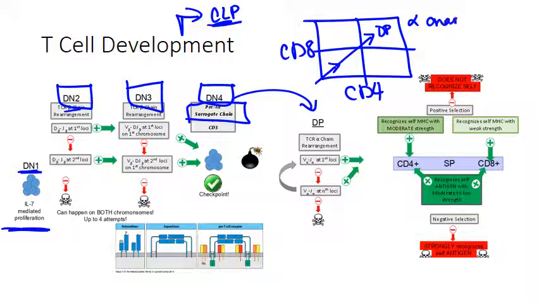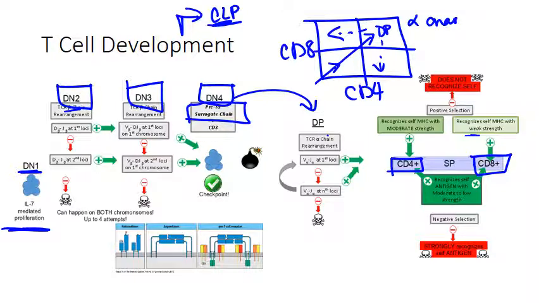Are you going to become a CD4 positive cell, or are you going to become a CD8 positive cell? That's a strength-based signal. If you recognize self-MHC with moderate strength, you're going to become a CD4 positive cell and stop expression of CD8. If you recognize the self-MHC with weak strength, you're going to become a CD8 single positive cell and stop expressing the CD4 molecule. And that way the decision is made. And that's done after rearrangement of the alpha chain.